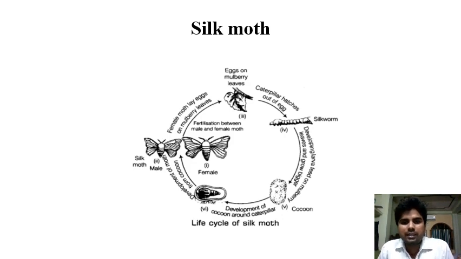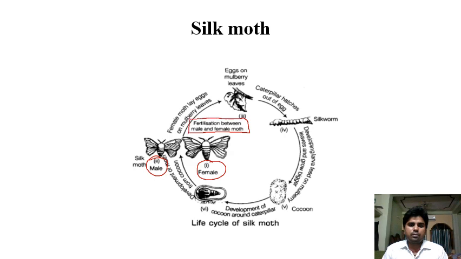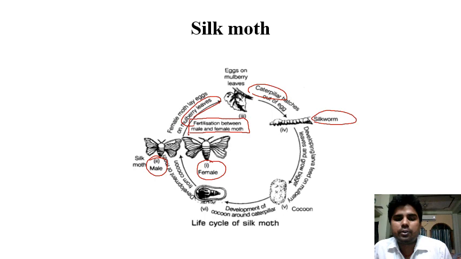Now we are going to see the life cycle of the silk moth in more detail. Starting from the female and male part, they are still the moth. The fertilization between the male and female moth on the mulberry leaves will give rise to the caterpillar, that is also known as silkworm. So this is the first stage where the male moth and the female moth fertilize the gamete, and they lay eggs on the mulberry leaves.